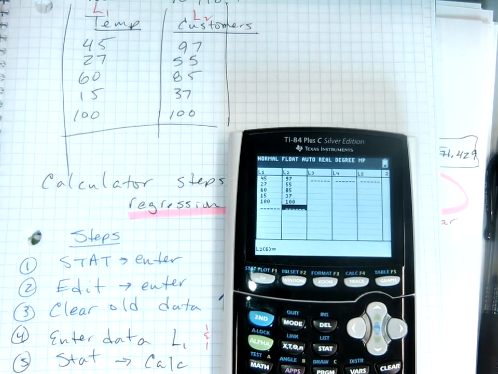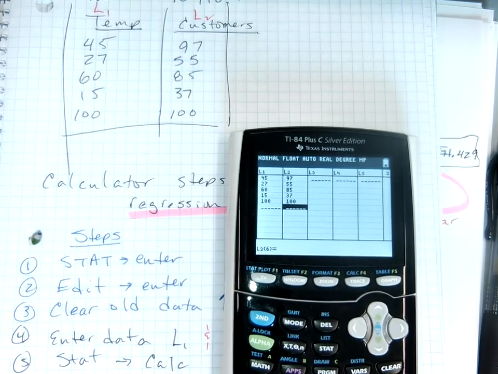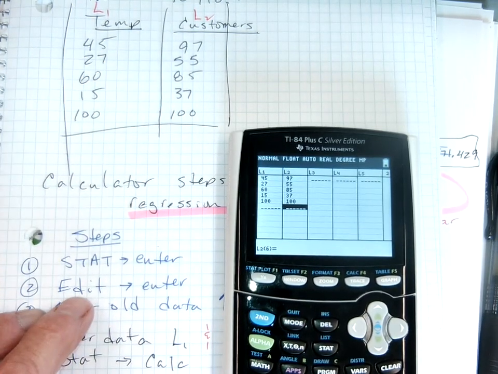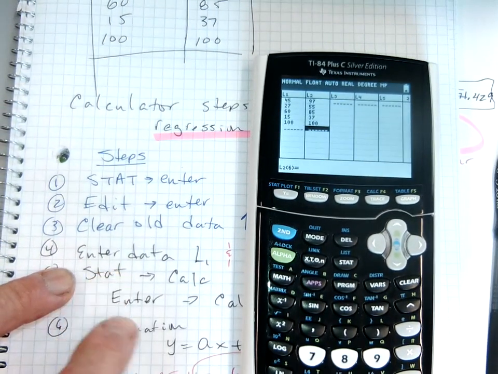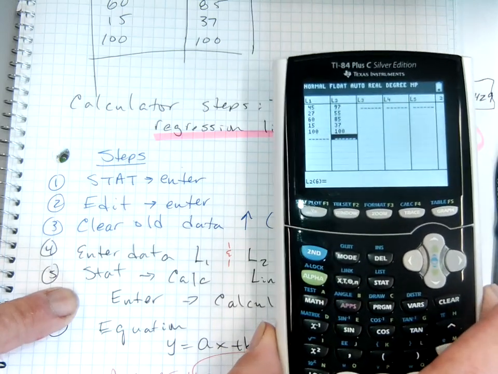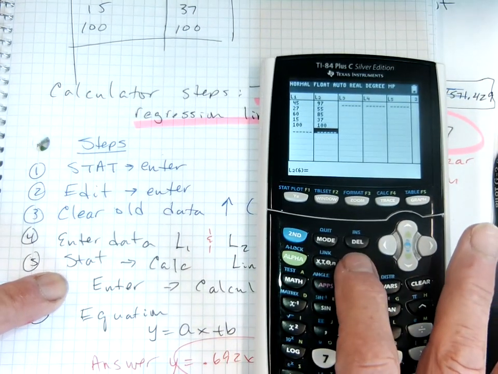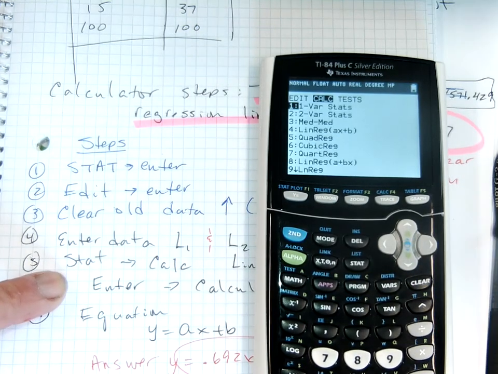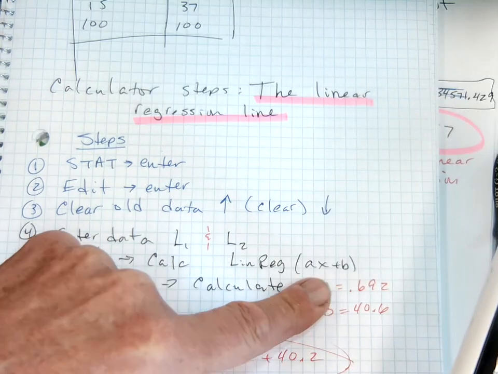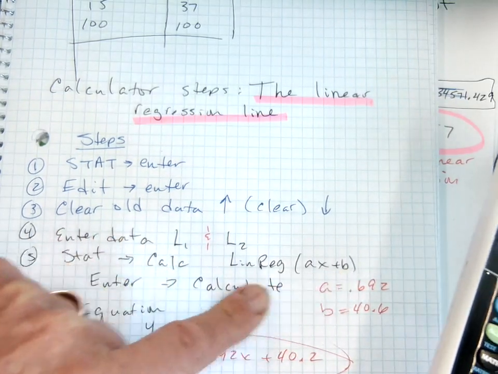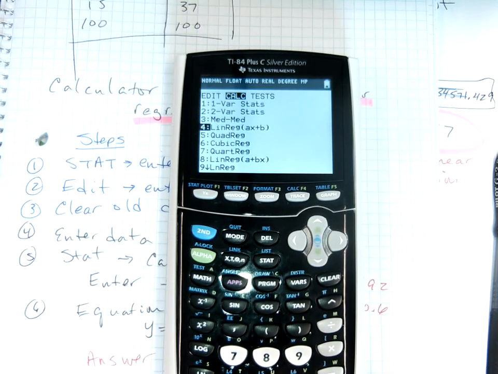Now I've got them in my calculator, but I want to calculate an answer. So I cleared all my old data and entered my data into list 1 and list 2. Now I'm going to go back to stat, push stat again right here, and go over to calculate, because I want to calculate an answer. I'm looking for the linear regression line, which is down at number 4. So go to 4 and hit linear regression.